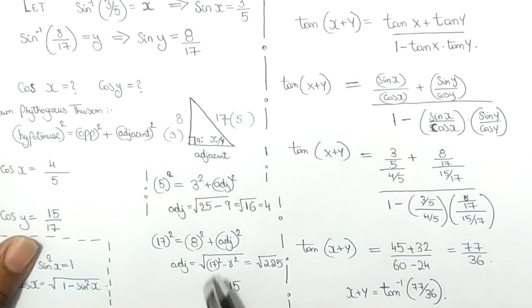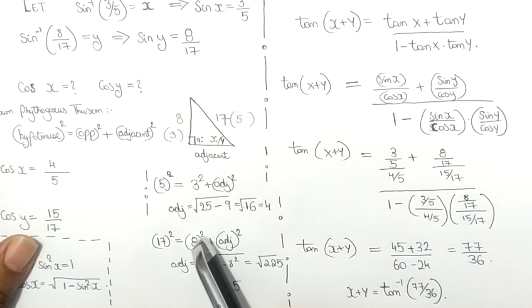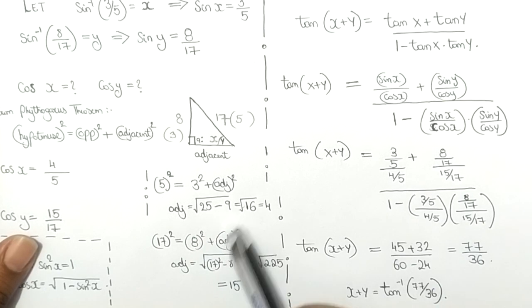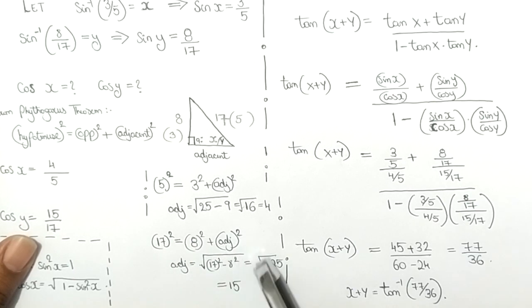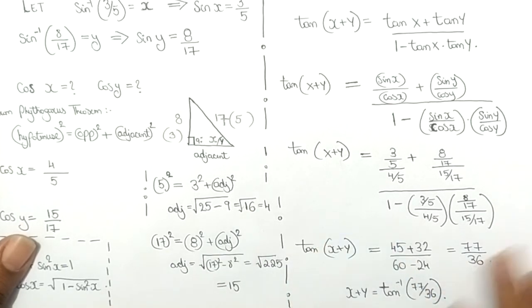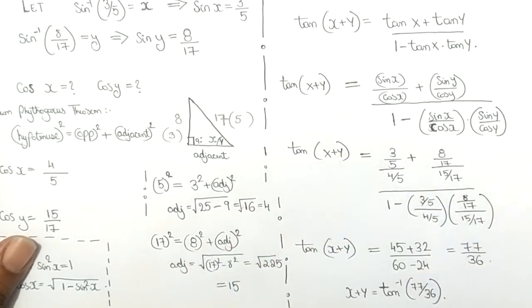Now for angle y, 17 square is equal to opposite square, that is 8 square, plus adjacent square. Adjacent is equal to the square root of 17 square minus 8 square, that's going to be root of 225, which gives you 15. We can do this with the help of a calculator, or if you know the Pythagorean triplet, you can directly come to know the other value.